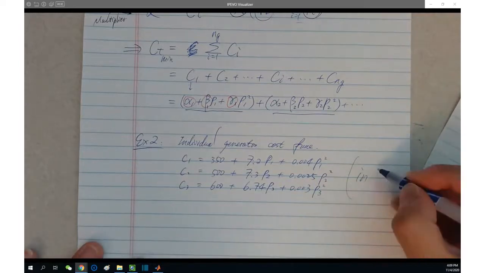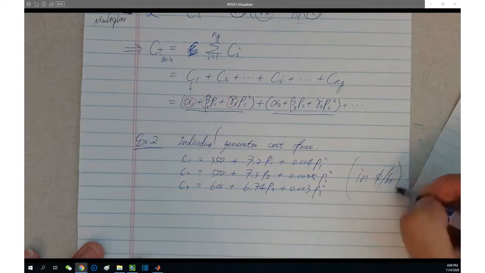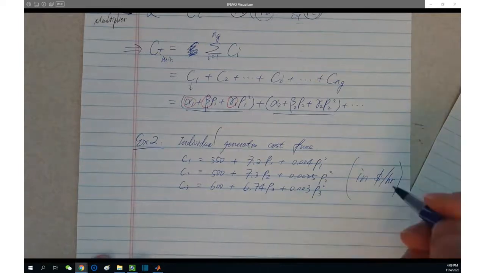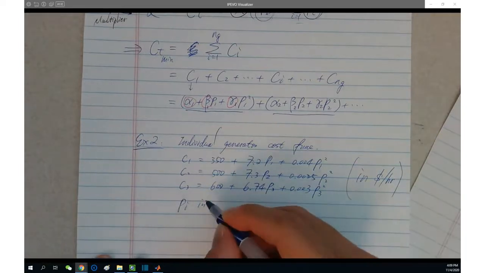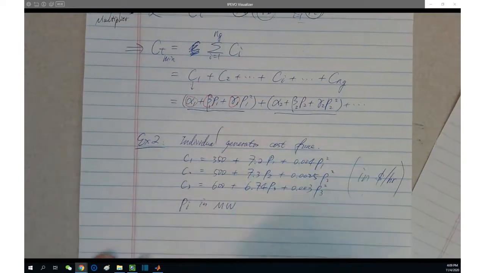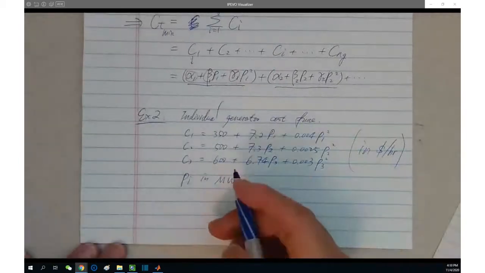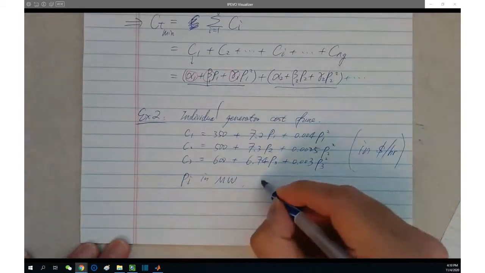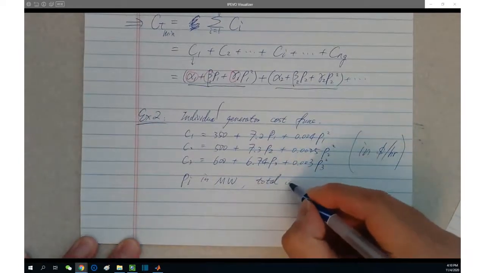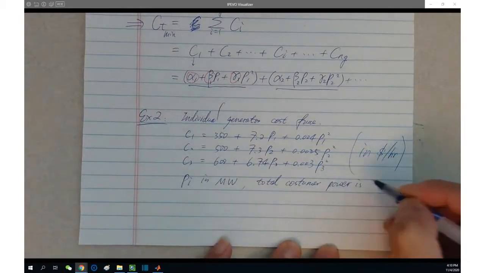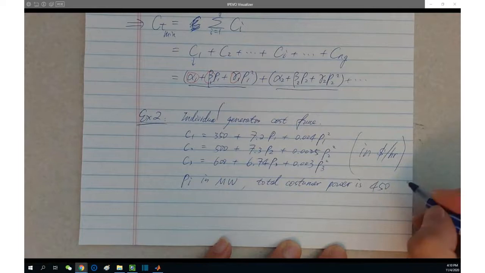In dollar per hour as the unit. Always remember the unit. It matters. The cost is not dollar; it's dollar per hour. And here also P_i is in megawatt. And here the total customer power is requested as 450 megawatt.